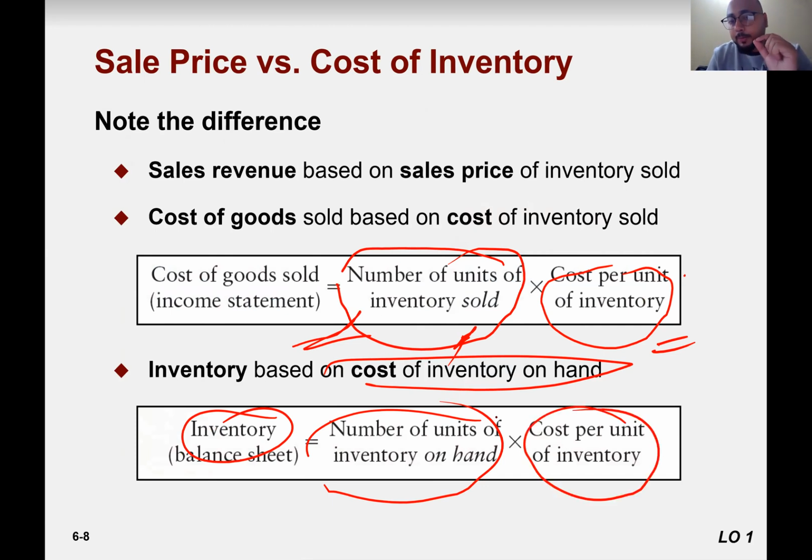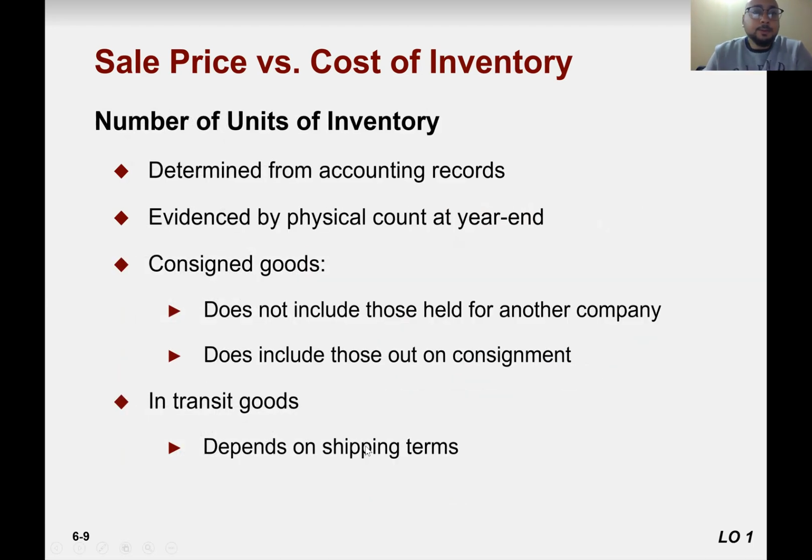Simple. The only thing you should keep in your mind is the cost of goods sold. So you can just see that cost of goods sold is the number of goods sold multiplied by its cost. Simple, right? So don't get confused. So, sale price versus cost of inventory.